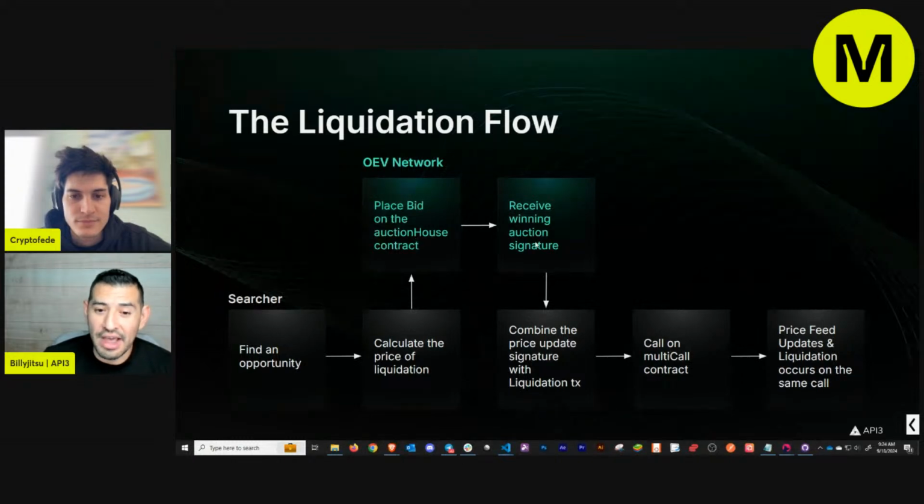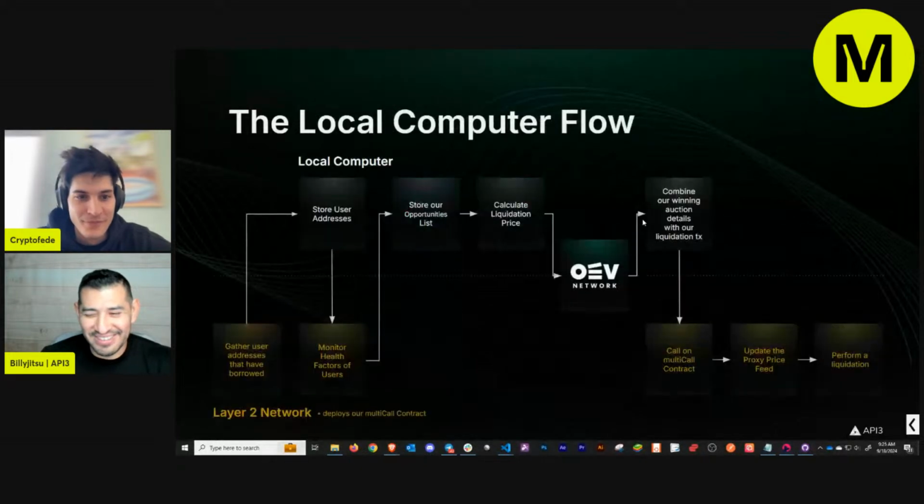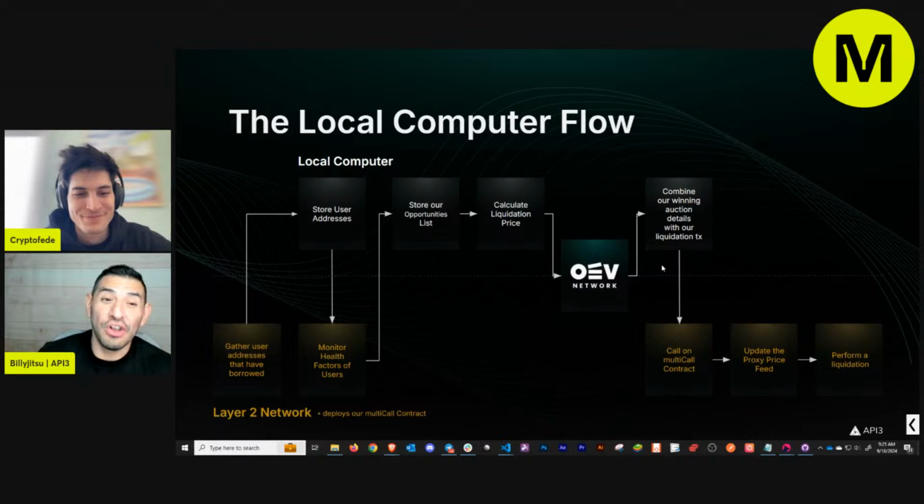We're going to combine that signature price update with our liquidation transaction. We're going to send it to our multi-call contract. Price feed updates, liquidation occurs all in the same call. Profit. Pretty straightforward, right? That's pretty good. So this is what's happening on your local computer.